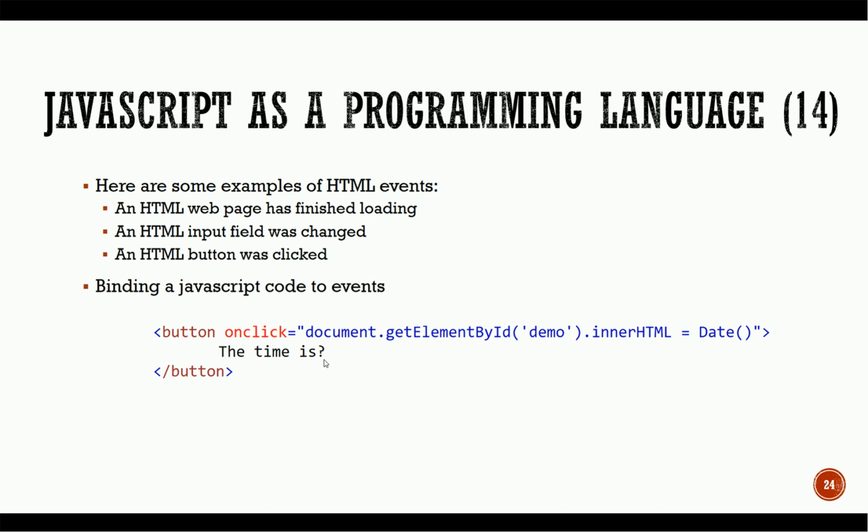As mentioned before, HTML events are the things that happen to HTML elements, and they are one of the triggers to call JavaScript functions. When JavaScript is used in HTML pages, JavaScript can react to these events. What we need to do is bind the JavaScript code to the events, and there are three ways to do that. The first is to use an HTML attribute.